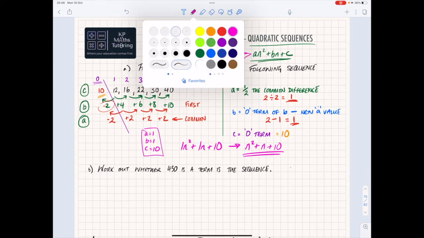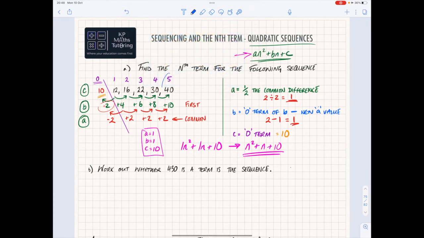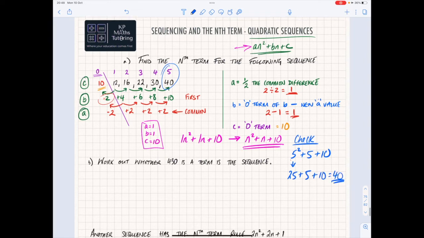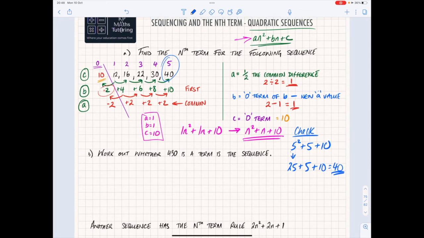Let's double check ourselves like we did in the previous example. So let's choose the 5th term. If I check that, I'm saying n is 5, so 5 squared plus 5 plus 10, and it should give me 40. So let's work that out. 5 squared is 25, plus 5 is 30, plus 10 is 40. So I know that works, and if you really wanted to, you could check it on any of the others as well. So now we've got our nth term for the sequence.